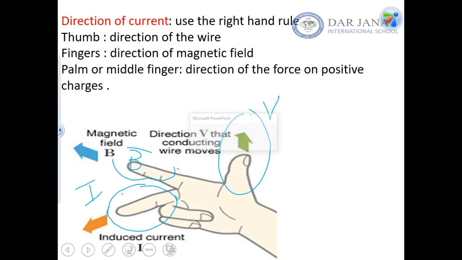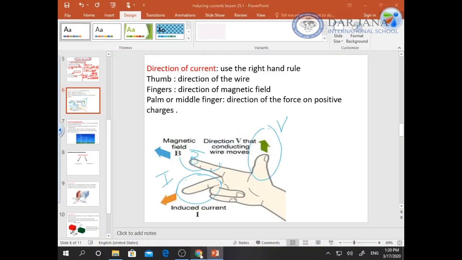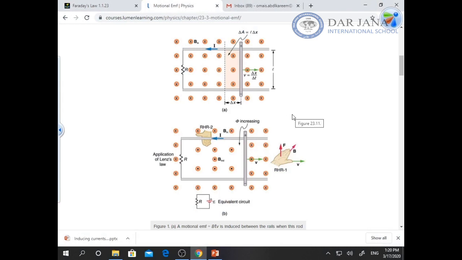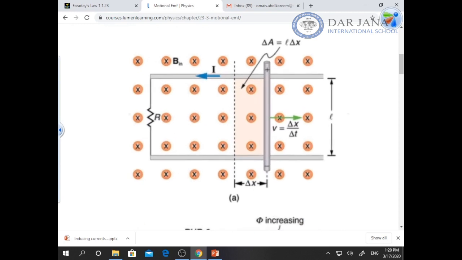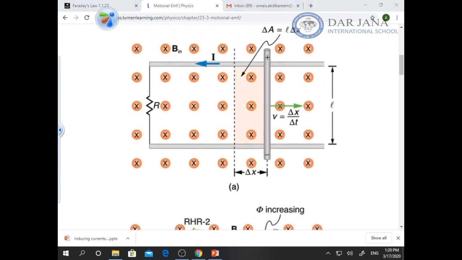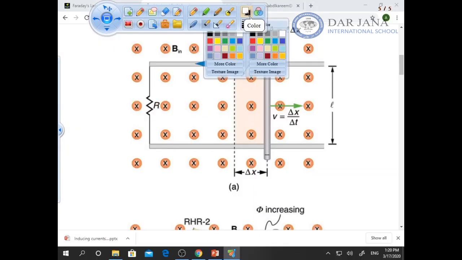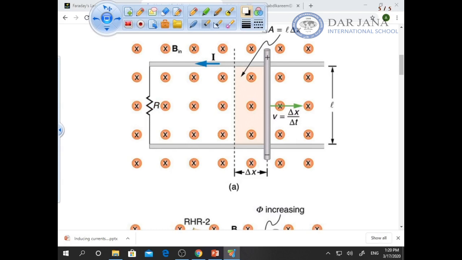I'm going to give you a small example about this idea. Suppose you have a wire, connected to a resistor R, and you have a rod of length L from here to here. This rod is moving to the right. This is the velocity V, and the magnetic field is into the page. This is B.